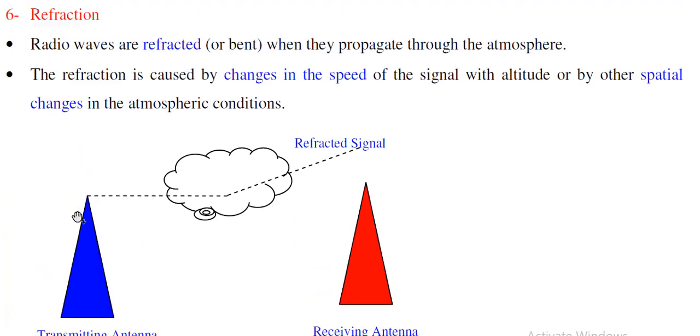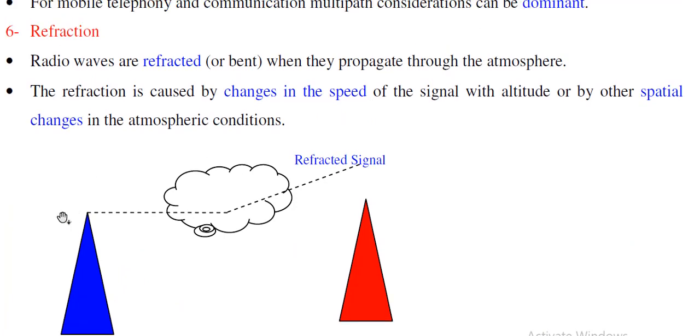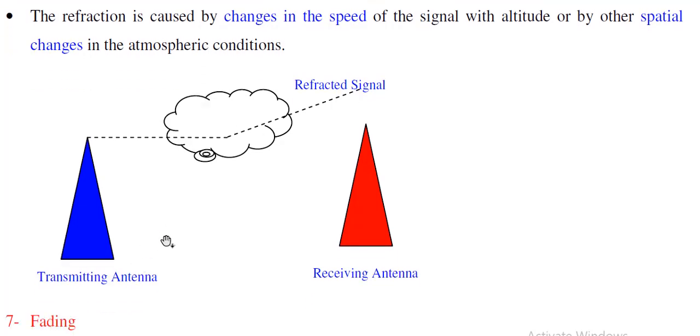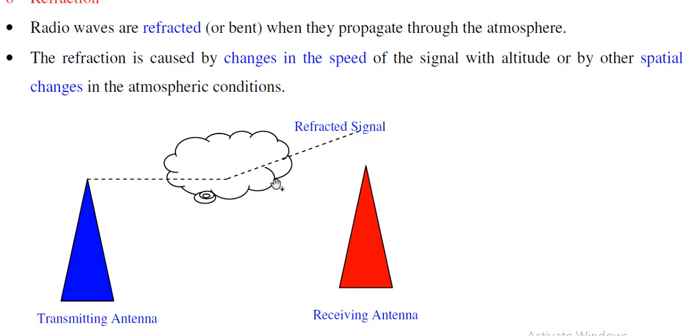We have refraction, which means that the signal will hit something, as you can see here, and might get refracted, which means that it won't get to the receiving antenna as we expect. Okay, so this is a refraction. Let's see in this example, the signal in the free space will get hit by anything, vapor or an obstacle, and will get refracted. Okay, and this may cause the signal to change direction and change speed.